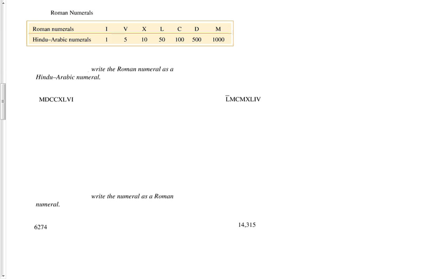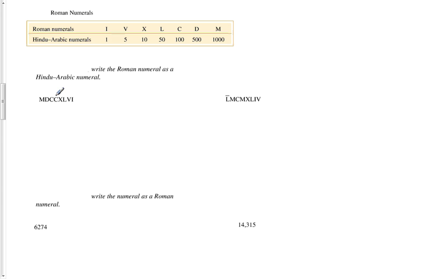The symbol DC represents 500 plus 100, which is 600, and CD represents 500 minus 100, which is 400. So depending on the order of the numerals, we would be led to either add or subtract in the Roman numeration system. So let's take a look at an example of that. All right, so in this case, we have this Roman numeral here, and we want to write it as a Hindu Arabic numeral.